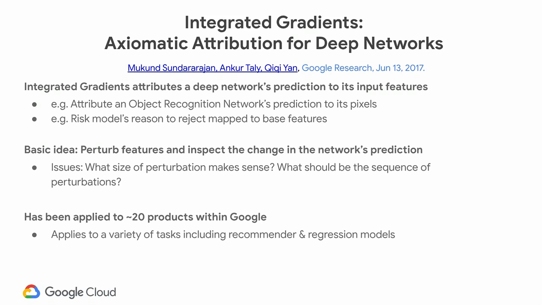So coming to the Google methods, the first one is called integrated gradients, which are axiomatic attributions of deep networks. Now this one is also a sensitivity type measure. It is also a local interpretation tool and not geared towards a global interpretation, although you can take a whole bunch of local interpretations, average them together, and call it global. So the basic idea is you perturb the features and inspect the change of the features on the network's prediction. This method has been used in over 20 Google products internally.